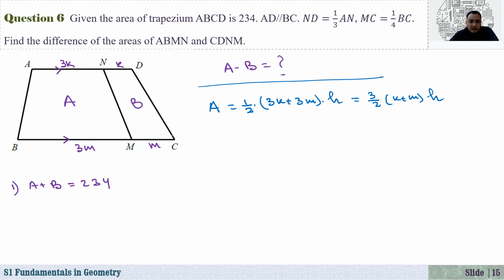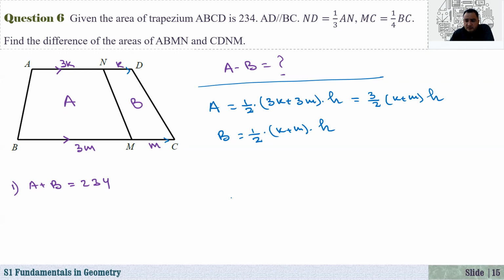On the other hand, how about B? As you see here, B is a trapezium because ND is parallel to MC. Trapezium means it's a quadrilateral with a pair of parallel sides. So again, using the area of the trapezium formula, 1/2 times the sum of the parallel sides, that is K plus M. And how about the height? It's the same, the shortest distance from AN to BM. So 1/2 times K plus M times H.